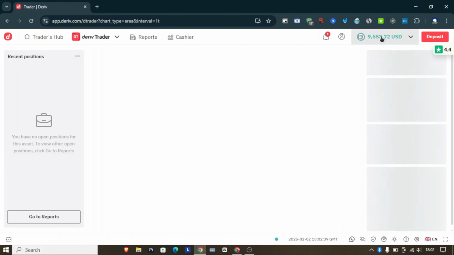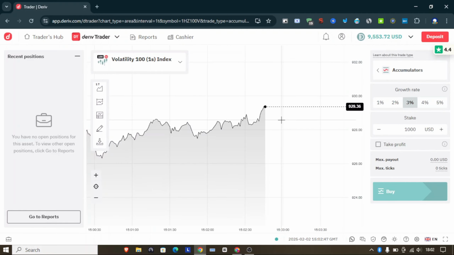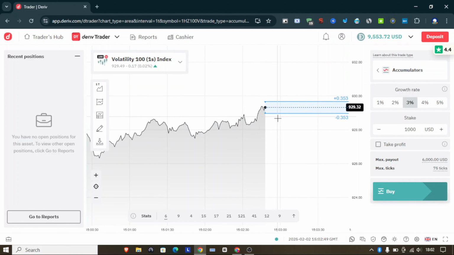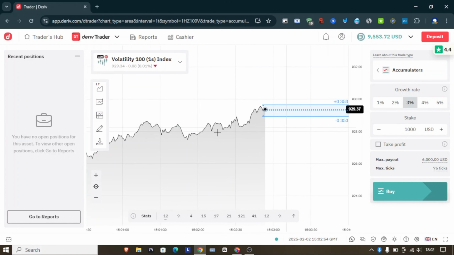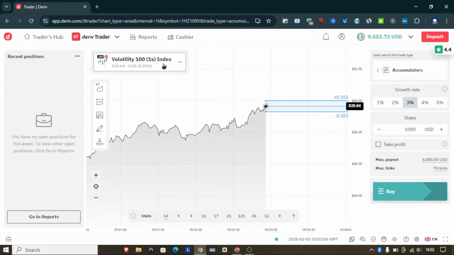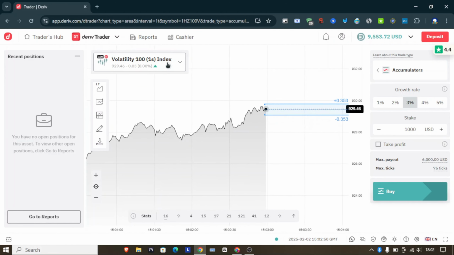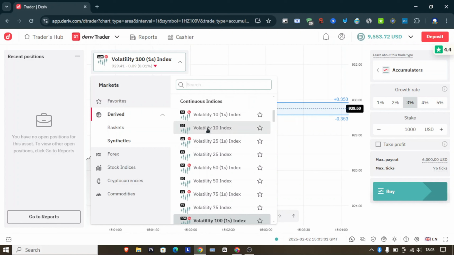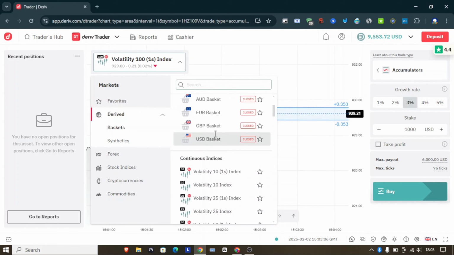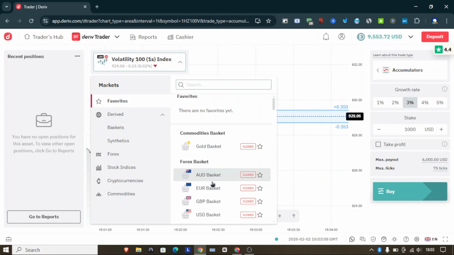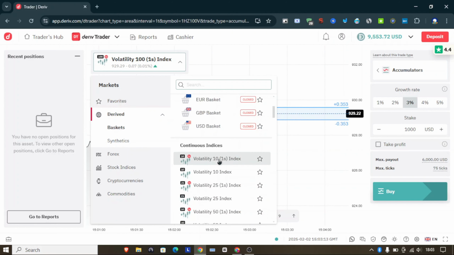I am on my demo account, as you can see here, and for those who are new on this trading thing using Deriv, I have a video for beginners where I explain using accumulators to trade. So trading on Deriv, mostly we will be trading using these synthetics. These are machine generated markets. As you can see here, the real markets are closed as of now because we are on a weekend.